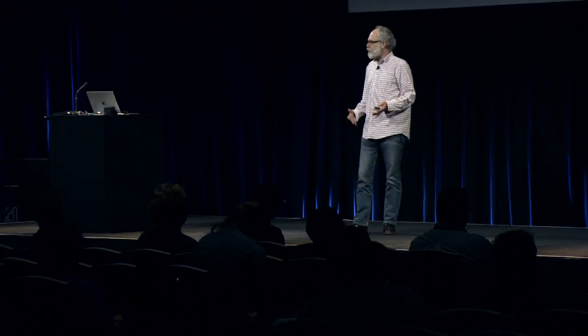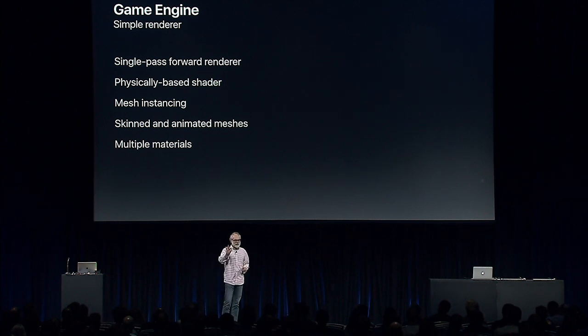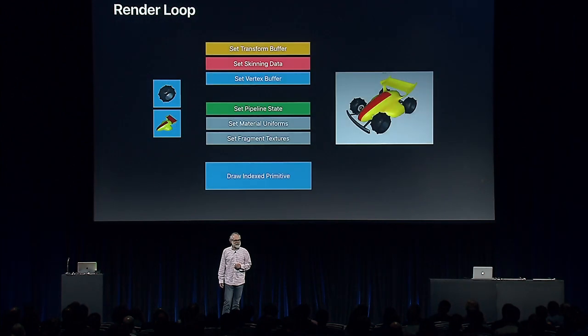So I'd also like to talk a little bit about the toy engine that we're going to put together. It's got a really simple renderer in it. It's all written in Swift and Metal. It's a single pass-forward renderer, physically based shader, mesh instancing, skinned and animated meshes, multiple materials, ticking off lots of bullet points there. It's got a straightforward rendering loop.